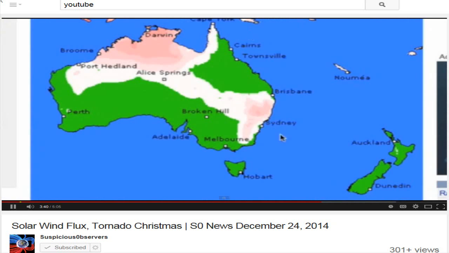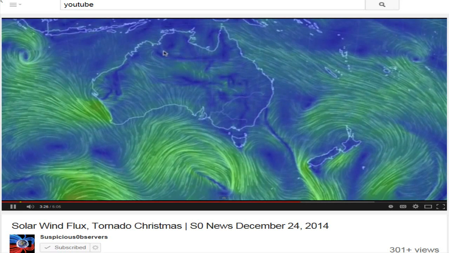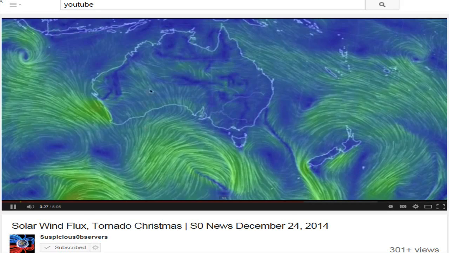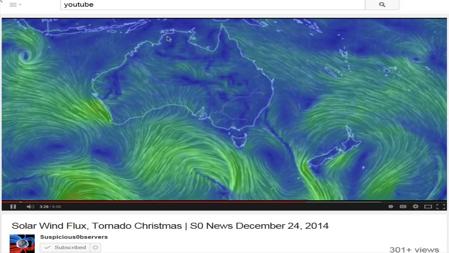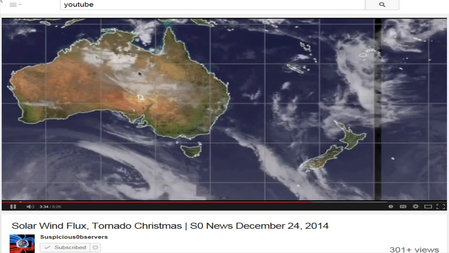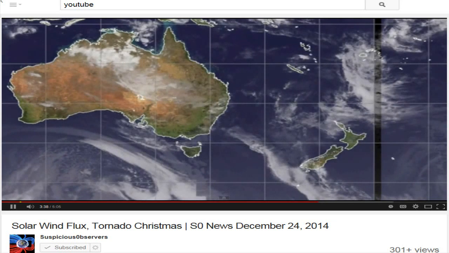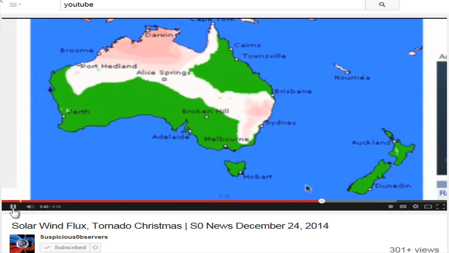So as you can see on the screen, where the convergence lines are, these are the sluices for the rain, because as on screen you can see the cloud band along the convergence line. This is from Suspicious Observers, December 24th, talking about convergence lines. That is the convergence line. That is where the clouds are, which means that's where the electricity is.